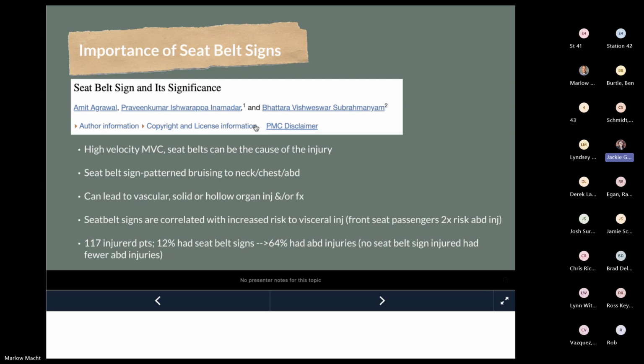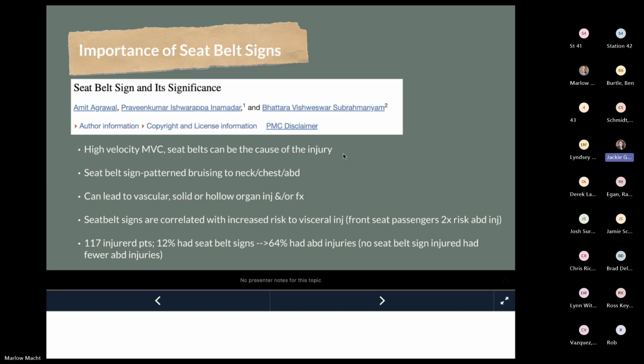In this particular case, the radiologist had called and said that he had such a blunt injury to his abdomen that there was almost enough force that it could have transected him. He had an aortic injury, a lumbar injury, and multiple bowel perforations. It speaks to the high velocity of the crash this patient was in.